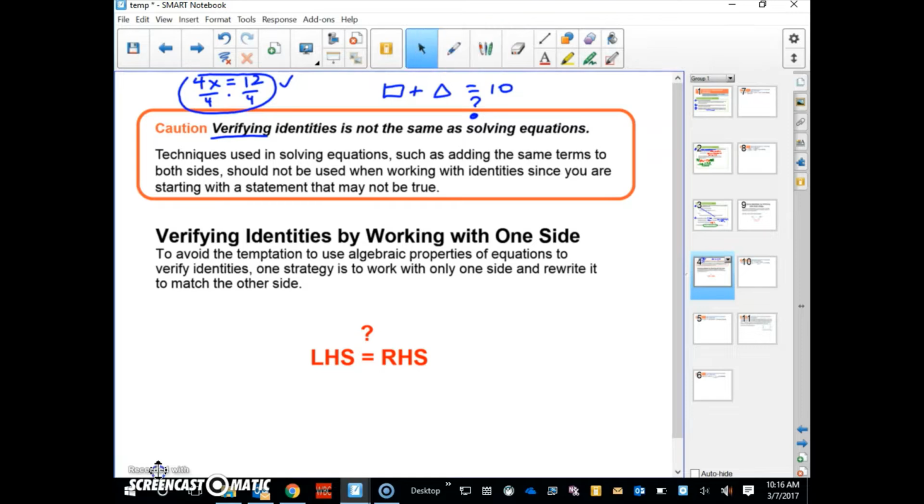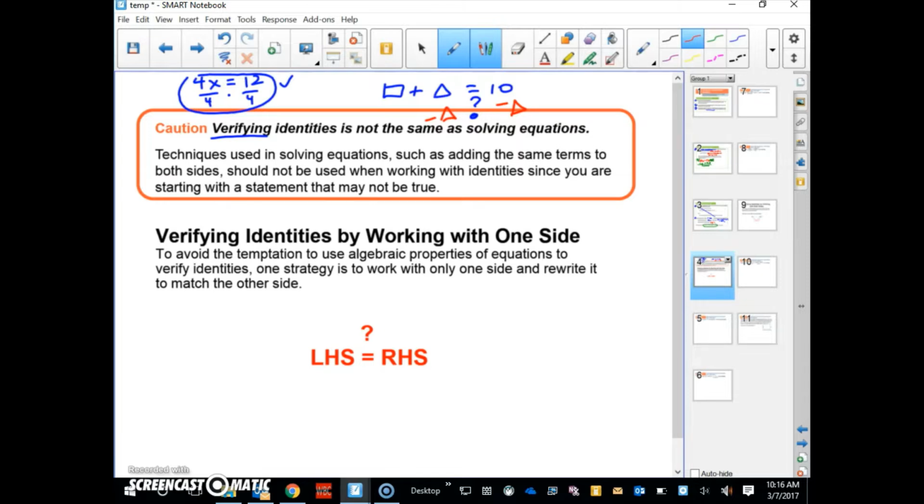And so you're going to be tempted at times to subtract triangle or something from both sides. You're going to be tempted to subtract something from both sides or divide both sides by 2 or square root both sides. We're not allowed to do any of that because we don't know for sure if this is an actual identity or not. Okay? That's what we're trying to prove.